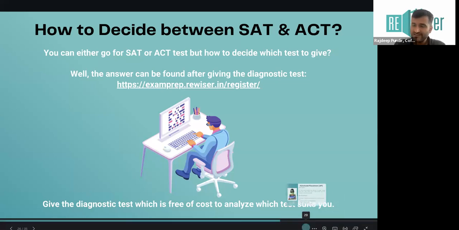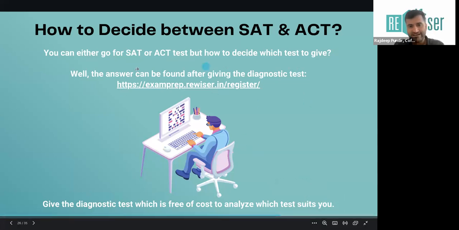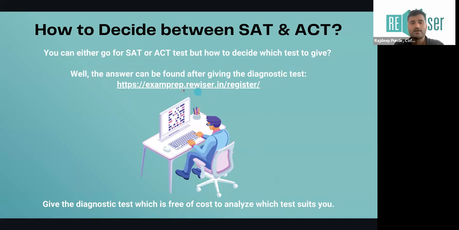What we generally recommend, we offer a free diagnostic test to all the students. You can visit this particular link or website. We will also share this post-webinar with all of you, wherein you can go and register yourself for free, and you can attempt one ACT diagnostic test for free of cost.